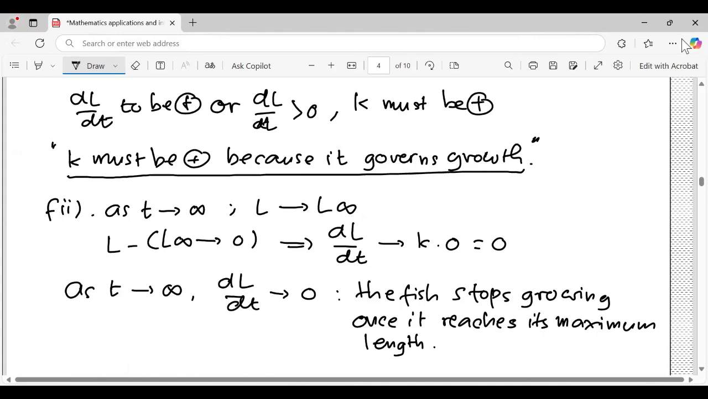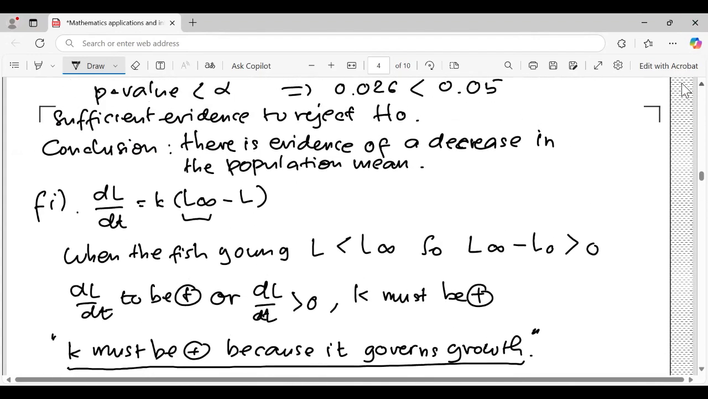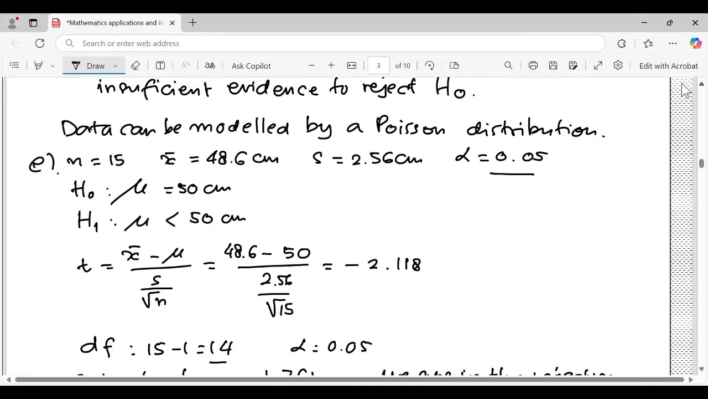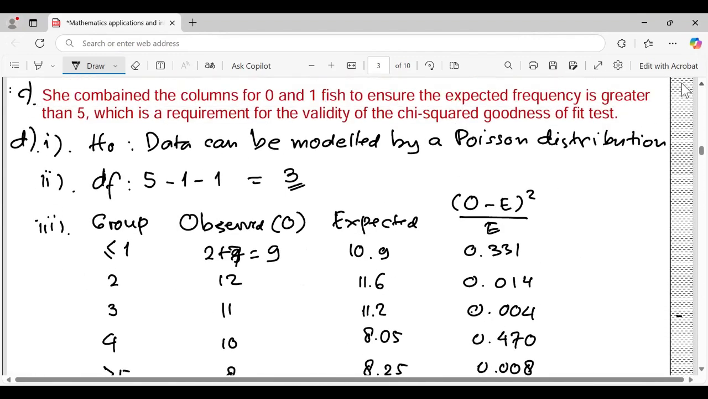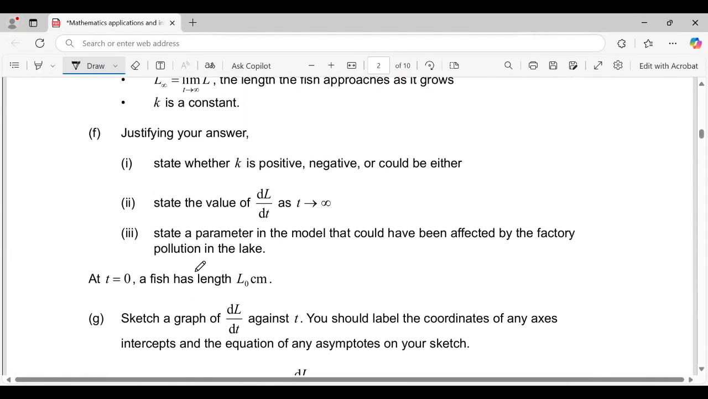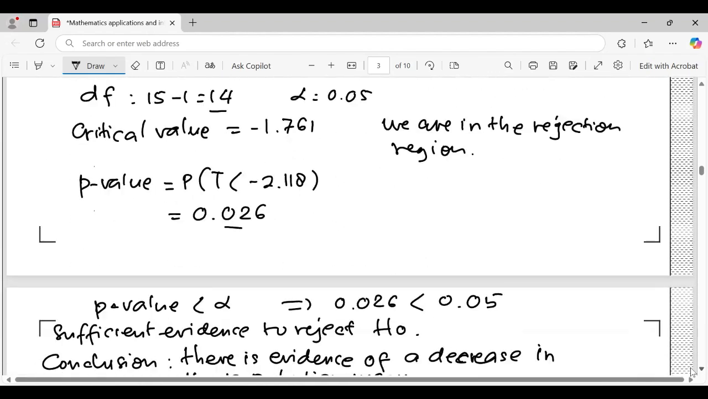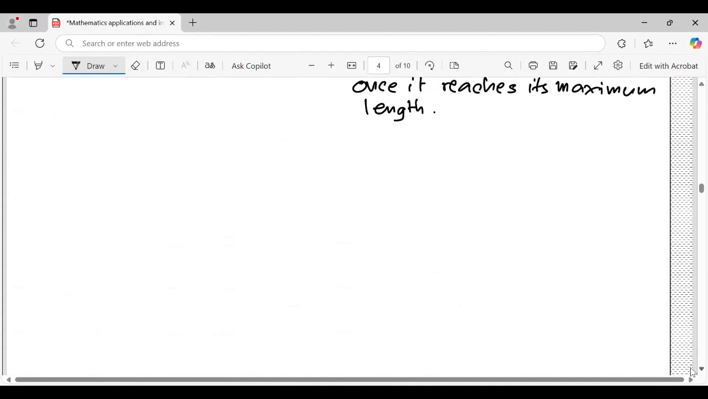The next question is F part 3. State a parameter in the model that could have been affected by the factory pollution in the lake.